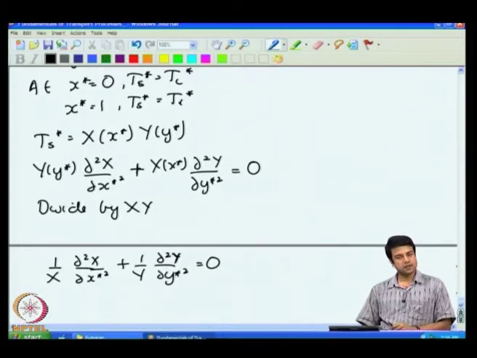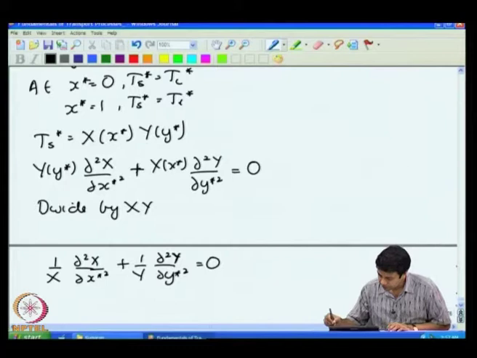these individually has to be a constant, because if one of those functions was not a constant, if x was a function of x for example, I could change x and keep y a constant and only one term would change, the other term would remain the same, and that would no longer satisfy the equality. So, therefore, each of these individually has to be equal to a constant.